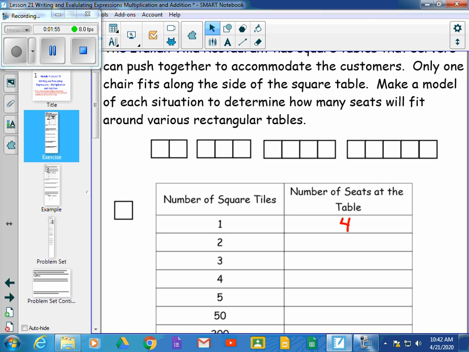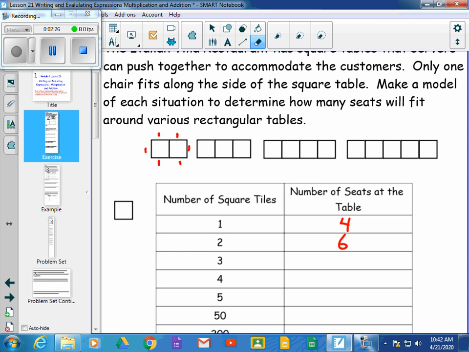Let's assume that for more customers, they decide to move 2 square tables together. You have a party that's larger than 4. So if they move 2 square tables together, how many can sit at the table? Okay, so we can put 1 on each side there, and then of course they can sit at the end. So in that case, there's going to be 6 people that can sit at that table.